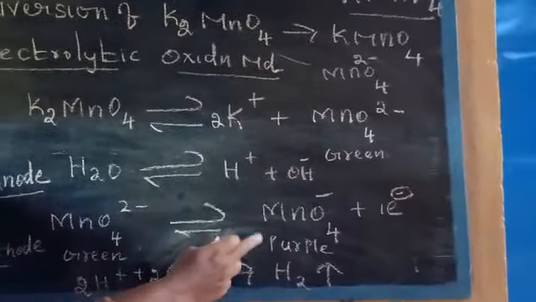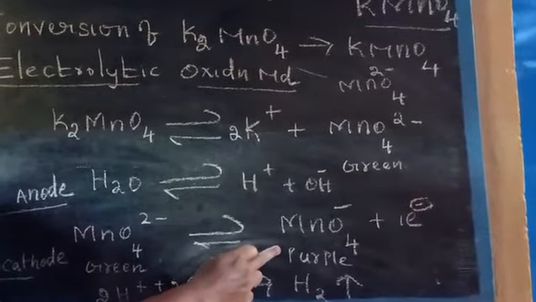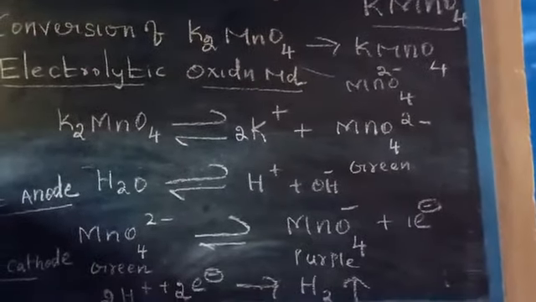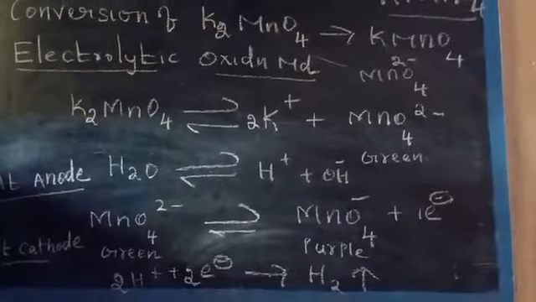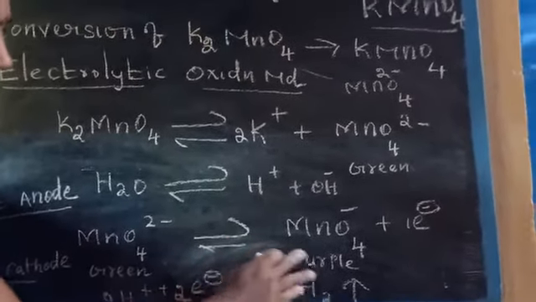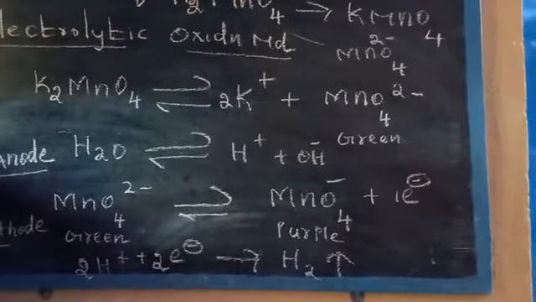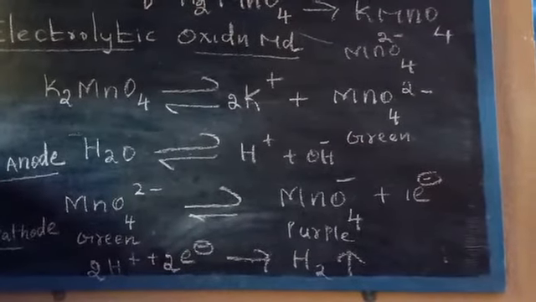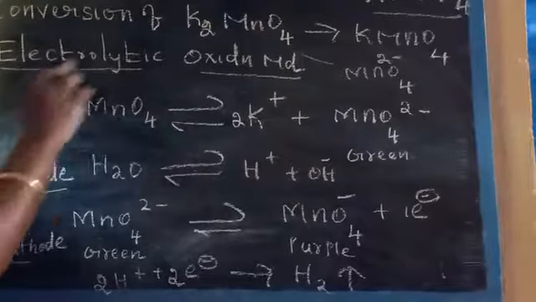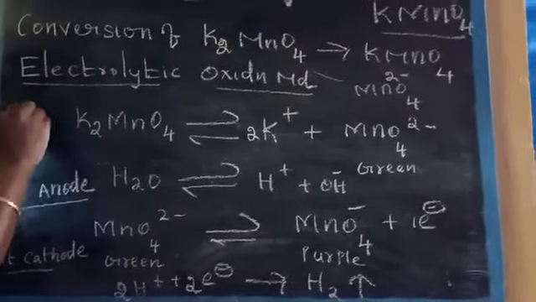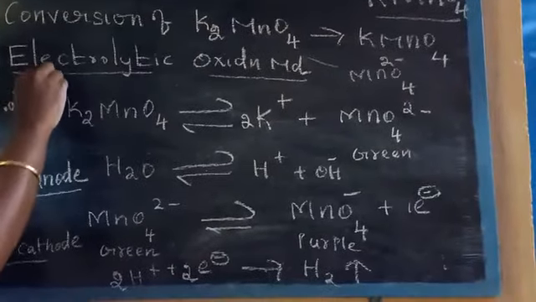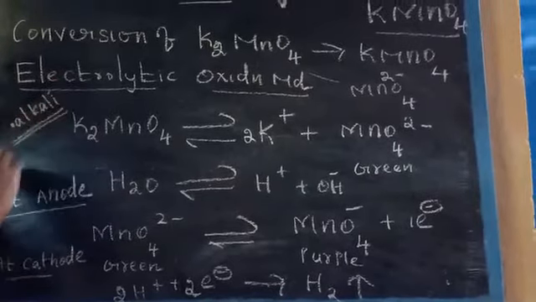MnO4- is concentrated by the evaporation method, and again it involves cooling. Now the purple colored potassium permanganate is obtained in crystal form. That we must mention. And in electrolytic oxidation, add a small amount of alkali. That also is to be mentioned in the test paper.